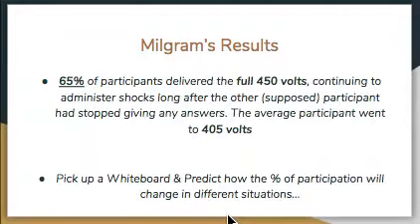Milgram's results: 65%, about two thirds of participants, were willing to shock up to 450 volts. And they kept administering shocks long after the person they were administering shocks to had theoretically stopped giving answers and had complained about their heart and had screamed many times.